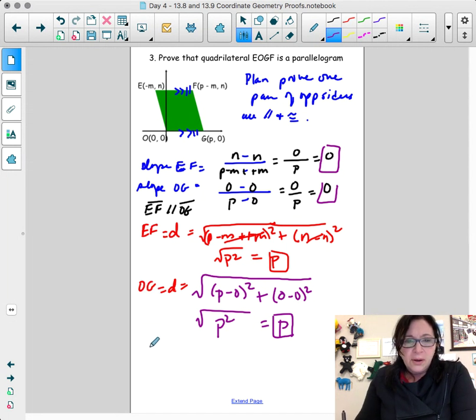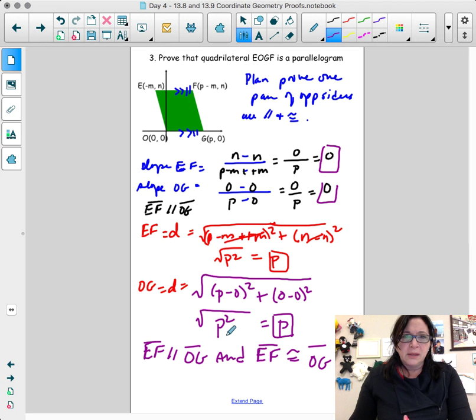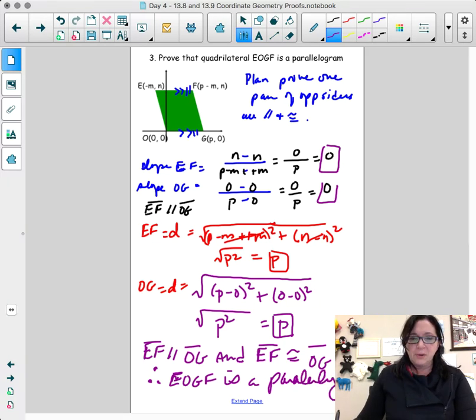congruent. So I could say that because EF is parallel to OG and segment EF is congruent to segment OG, then my quadrilateral is a parallelogram. So therefore, EOGF is a parallelogram. Okay, cool.